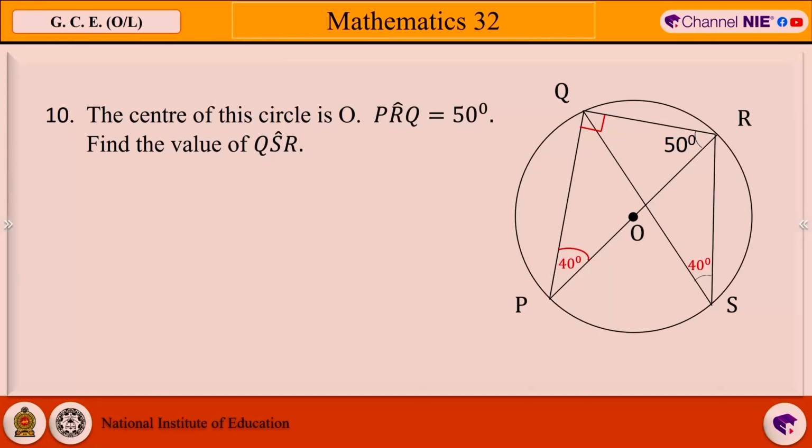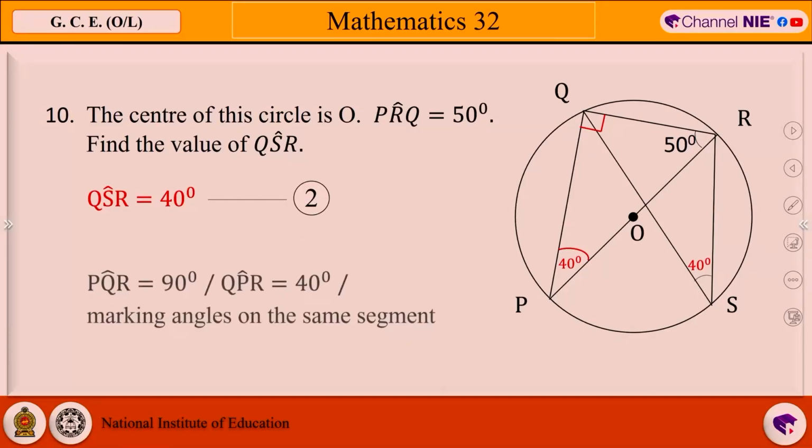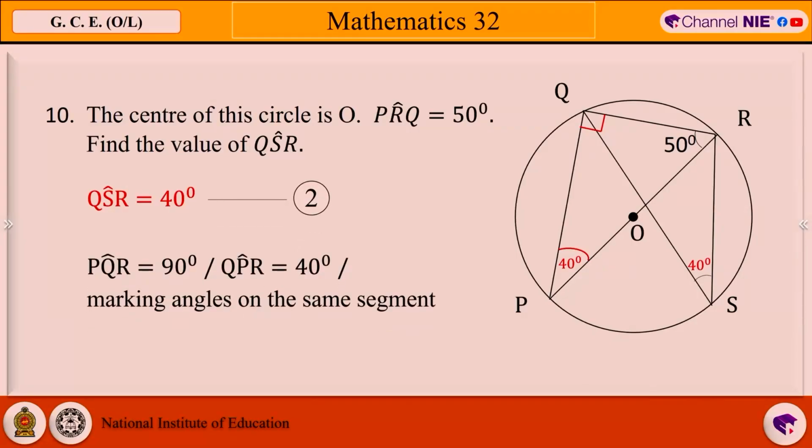QPR and QSR are the angles in the same segment, so they are equal in magnitude. So, you will get the final answer as 40 degrees. So, QSR equals 40 degrees. For that, you get 2 marks, or else if you have marked at least 90 degrees, or if you obtain QPR equals 40 degrees, then for that you can obtain 1 mark.